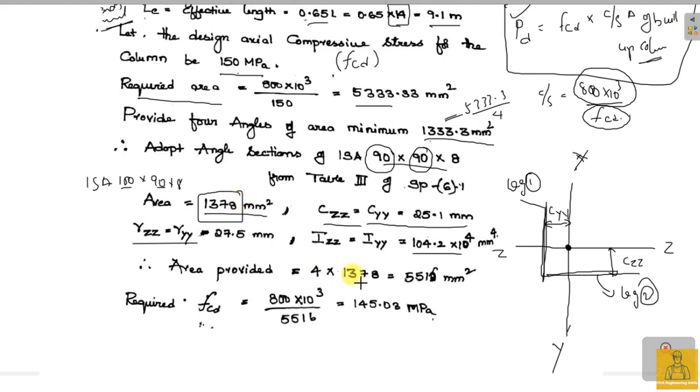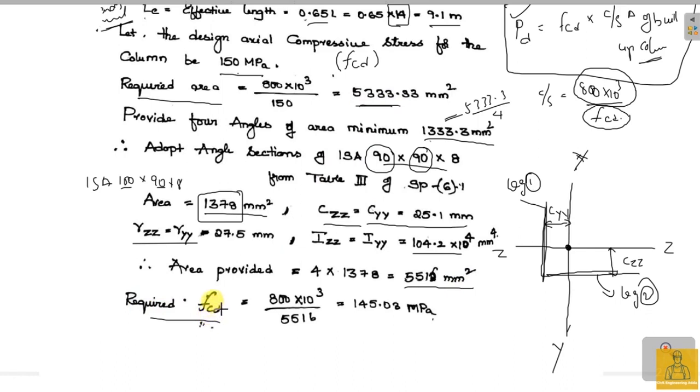So 4 into that value will give you 5516 mm square. This is the total area I am using, of course, more than 1333. So now remember, you have to now calculate what is the actual FCD of the built-up column.